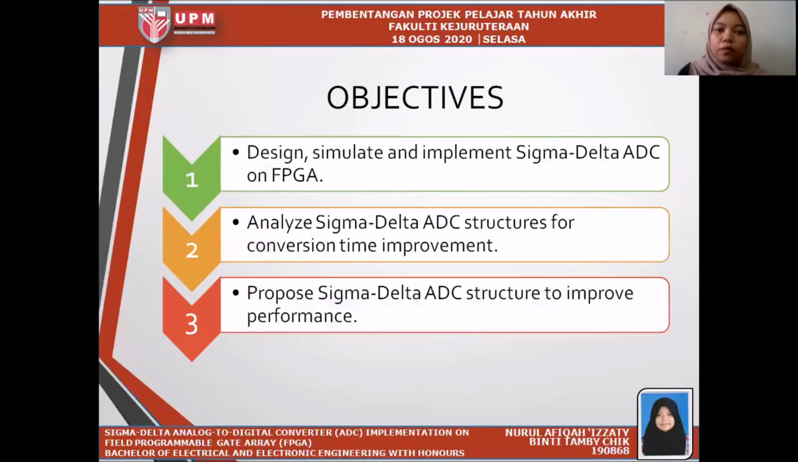So the objective of this project is to design, simulate, and implement Sigma Delta ADC on FPGA. Second, to analyze Sigma Delta for conversion time improvement, and third, to propose a Sigma Delta structure to improve performance.